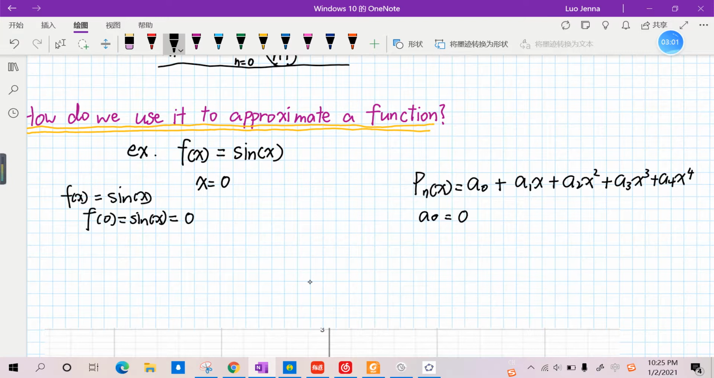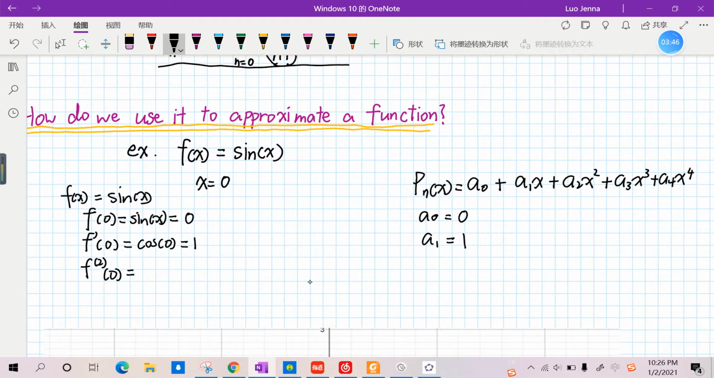Then what about a1? We need to take the first derivative of sine x, and it equals cosine x. So it's cosine 0 here. So it is 1. And we also need to take the first derivative of P(x), which is the first derivative of this one. So we cancel a0, and for a1x, we are left with a1. So a1 equals 1. And then it is the second derivative.